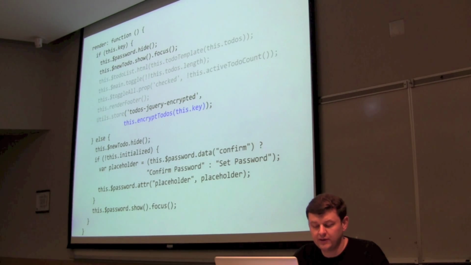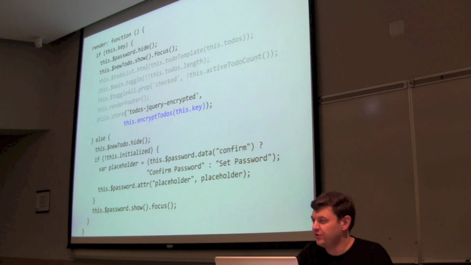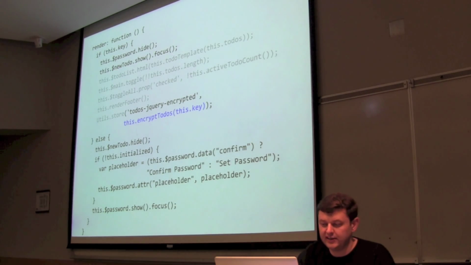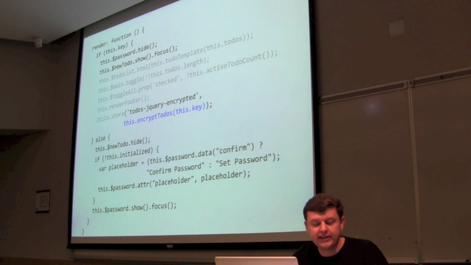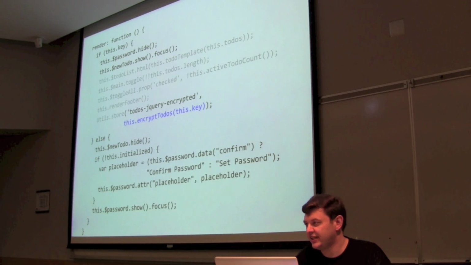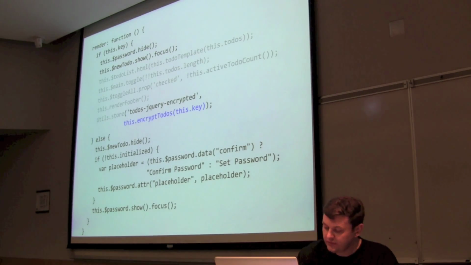Otherwise, go ahead and render the password box, and if you were in confirm password mode versus set password mode, well then I'd want to switch the placeholder label, set focus on it, and hide the other one. And I did in blue there, I had to change what was stored from just the to-do array to my new encrypted version of the to-dos, because what I need to store on disk is not just the to-do string, but also the salt and the initialization vector and the HMAC.